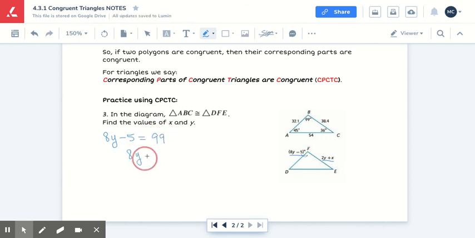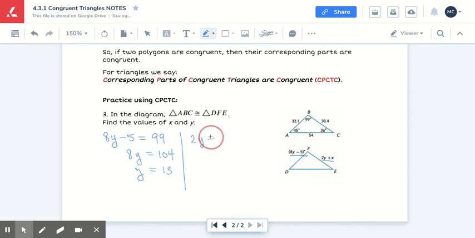So to solve, I would add 5 to both sides. So 99 plus 5 is 104. And then I would just have to divide both sides by 8 in order to get my y value. So let's see, it goes into 10 once. There we go. So y would be 13. And so now I can use that information to find my x.